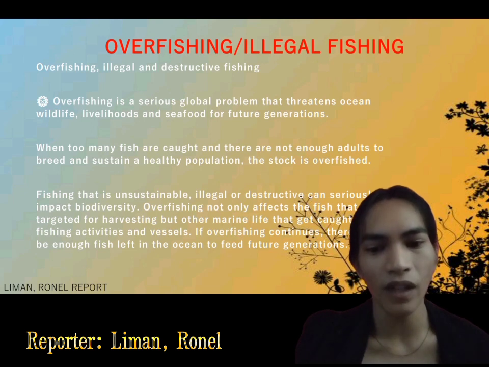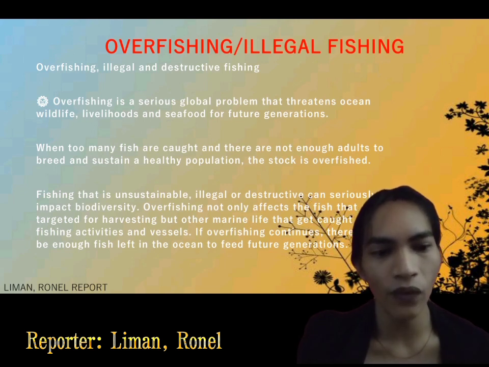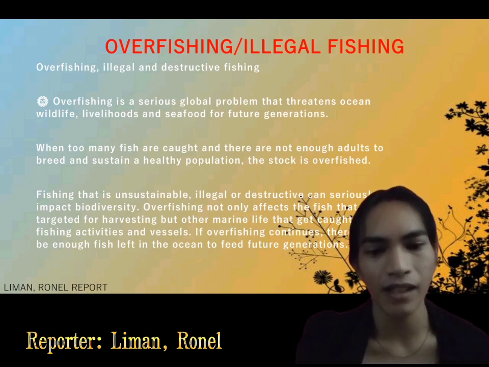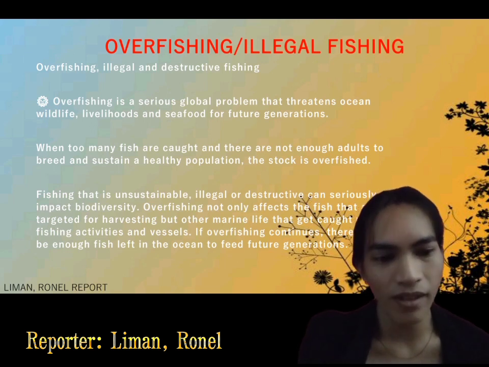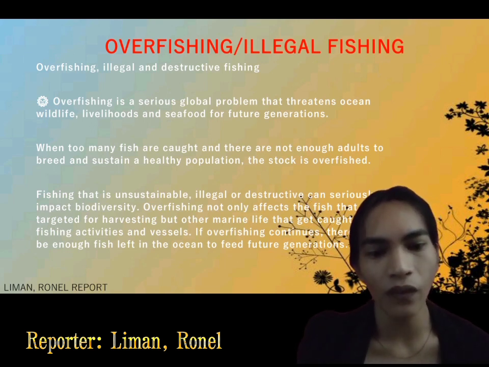Overfishing not only affects the fish that are targeted for harvesting but also other marine life, like dolphins, that can get caught up with fishing activities and vessels. If overfishing continues, there will not be enough fish left in the ocean to feed future generations.